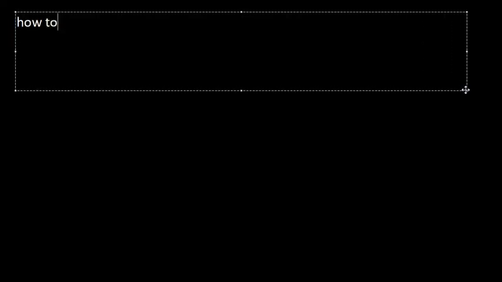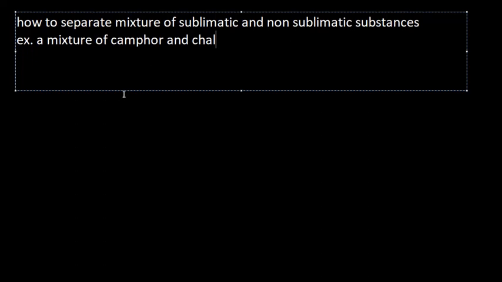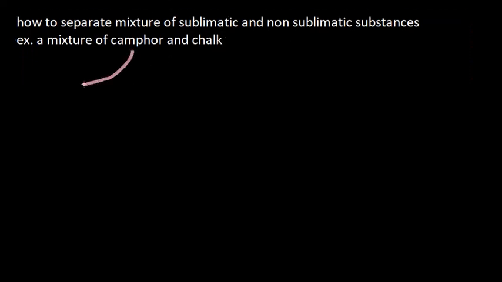Hello friends, in this video we are going to discuss how to separate a mixture of sublimatic and non-sublimatic substances. Example, a mixture of camphor and, say, chalk. Now you know that camphor is a sublimatic substance.